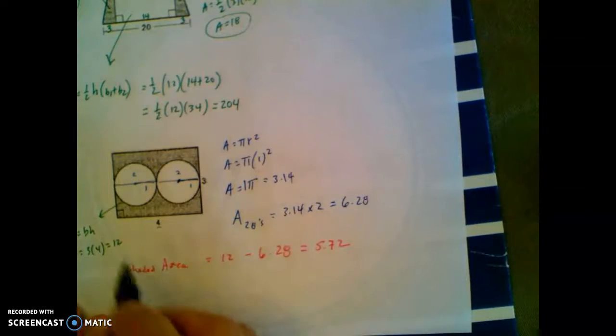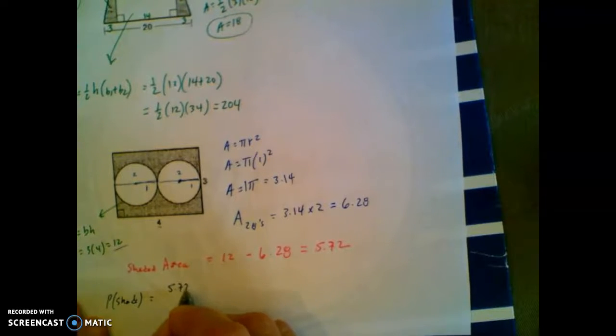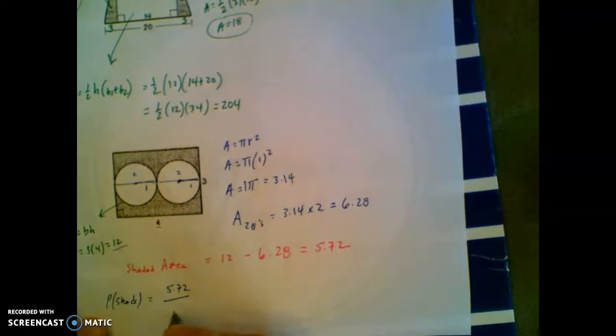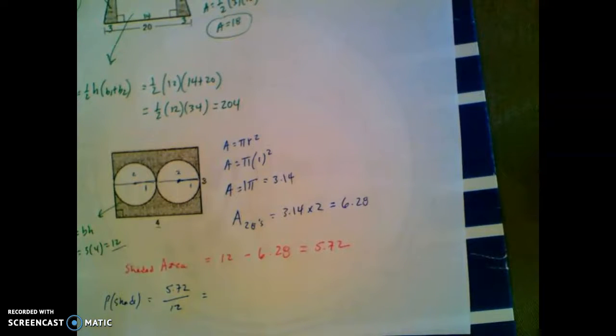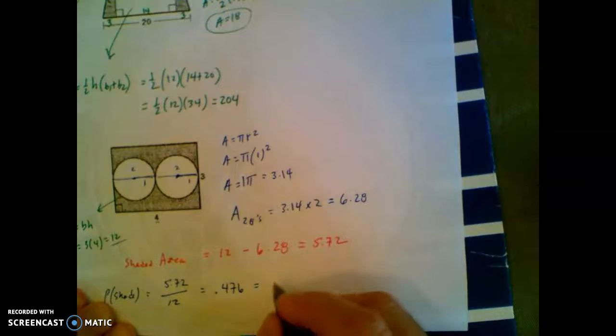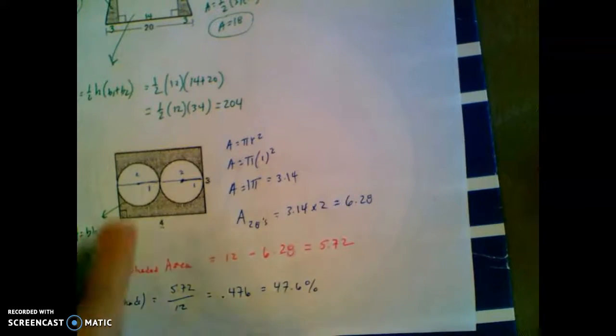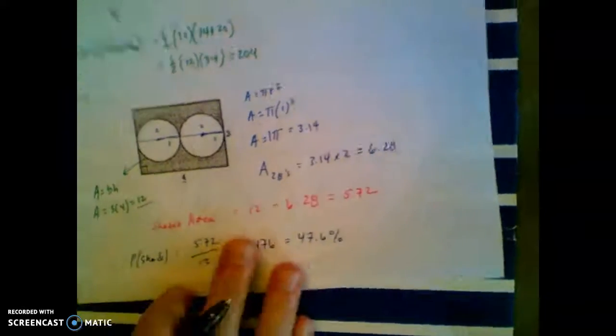My denominator is just going to be the area of the overall shape, which is that rectangle, or 12. So the probability of shade here is equal to the shaded area, 5.72, over the total, which is 3 times 4, or 12. Then I do that on my calculator, and that is 0.476. As I convert it into a percent, I move the decimal over twice, and it's 47.6%. So the probability that I'm going to land in the shaded area is 47.6% on that one.